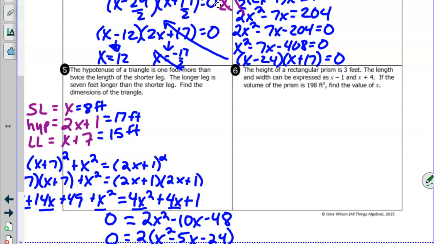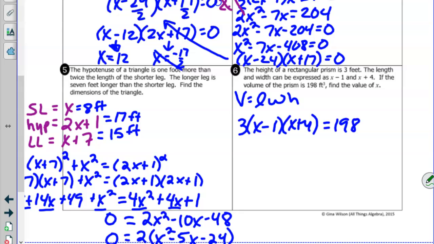What is the volume of a prism formula? Length times width times height. Very good. We have length times width times height. 198 feet cubed. I was writing it backwards, I'll just keep doing that. So we have the height is 3. I'm putting it out of order. The width is x minus 1, and the length is x plus 3. Just multiplying those three together.